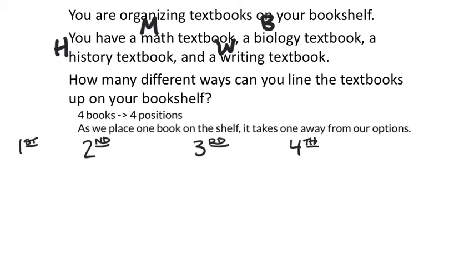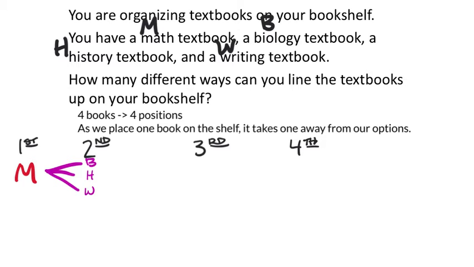So if the first position takes the math textbook, then I have three options that are left for my second position. Okay, and those options are given up there. We got biology, we got history, and we have writing. So B for biology, H for history, and W for writing.